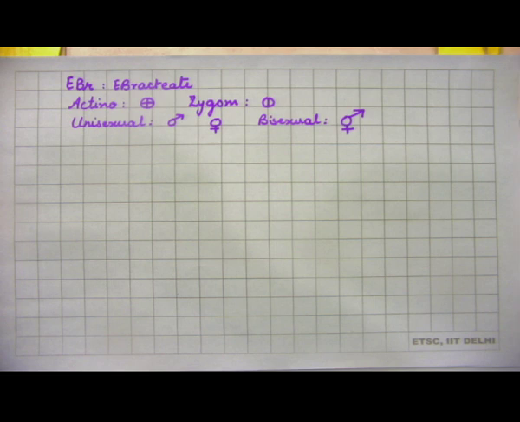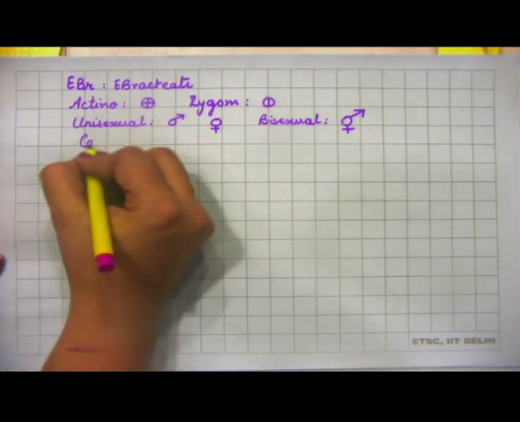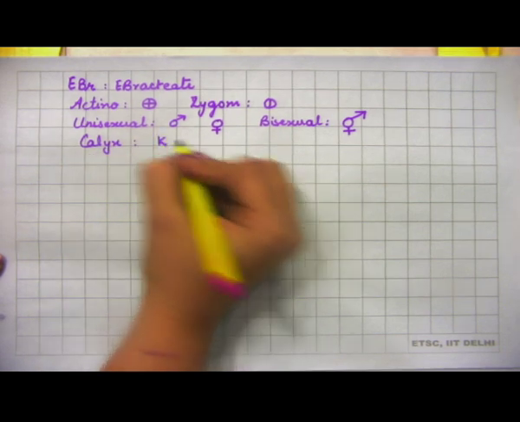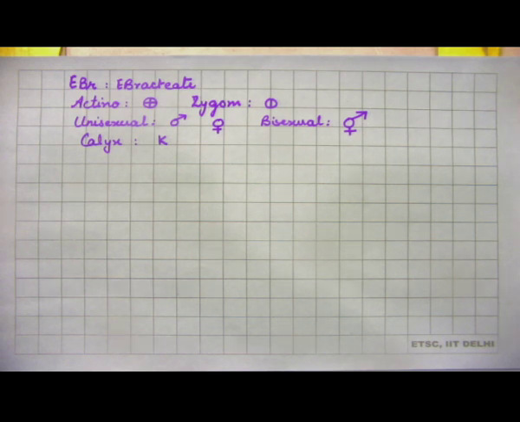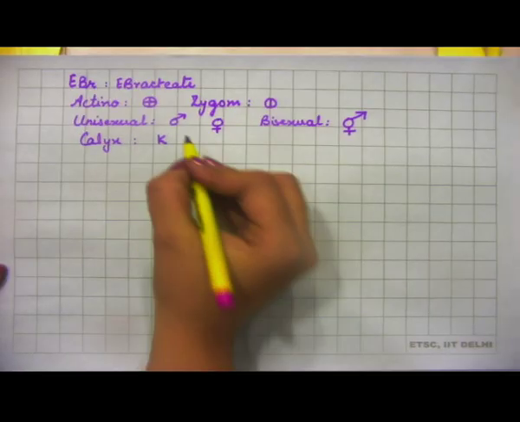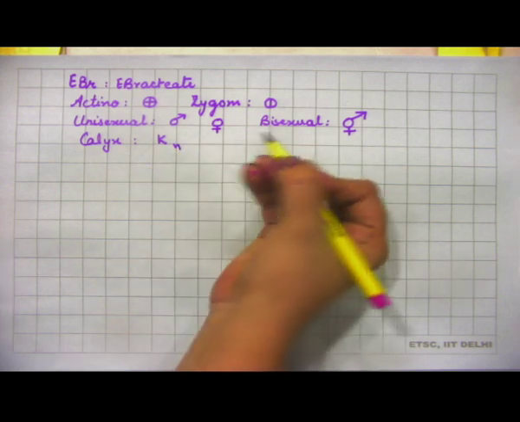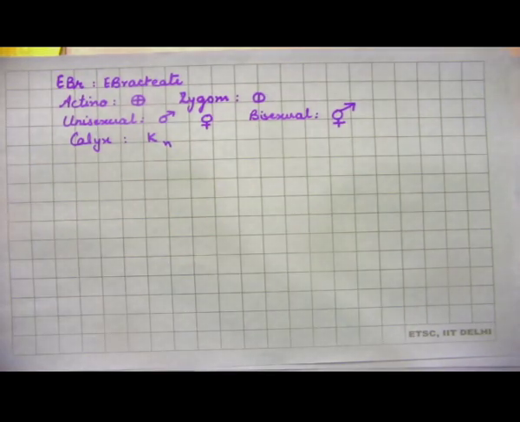Then we talk about calyx. Calyx is shown by the symbol K. Now, writing only K will not serve the purpose. We also have to tell how many sepals are present there, whether there are 4 sepals, 5 sepals, 8 sepals or 10 sepals, we have to tell how many sepals are there. So, we write the number here. I am writing N to denote the number.